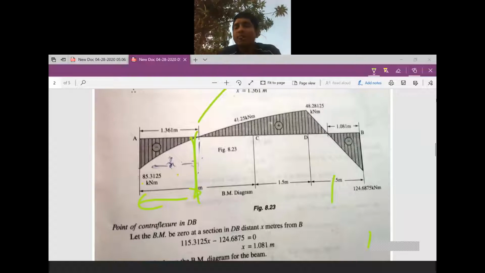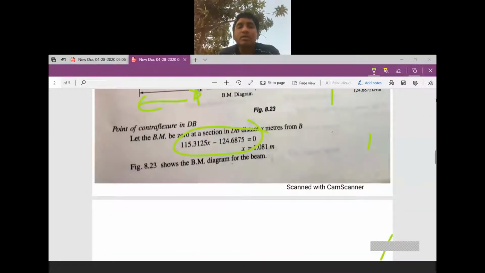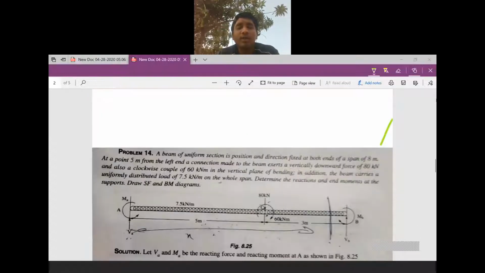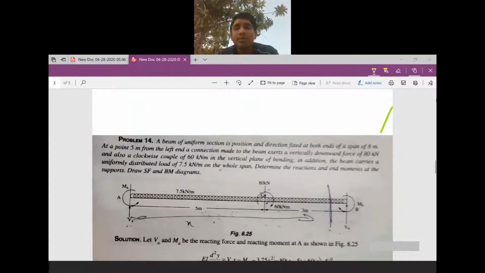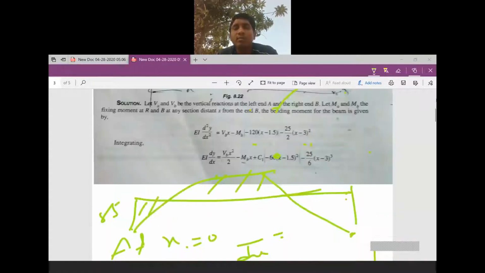You can calculate from the left hand as well. When you calculate from the right hand, here it will be VB. The VB value is 115.312 into x, minus 124 which is MB. Here also you will get an x value. In this way you draw the bending moment diagram for this problem.